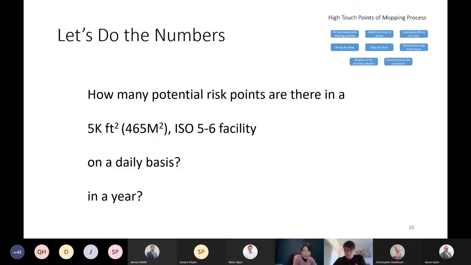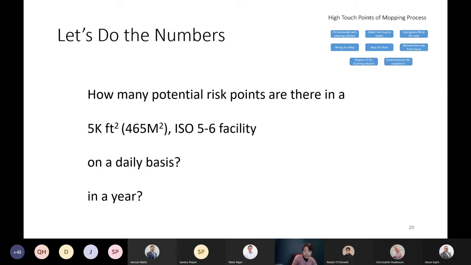So I just evaluated the risk from a qualitative standpoint, and I would also like to quantify and do some number crunching. I want to understand how many risk points we are talking about on a given day, or in a given year. So we came up with a scenario. Let's assume that we're cleaning an ISO 5 or 6 facility, and this facility is pretty big. It's about 465 square meters.